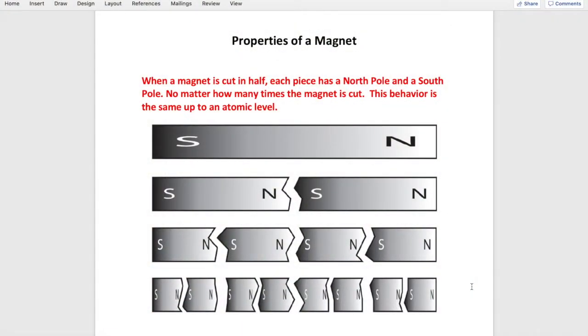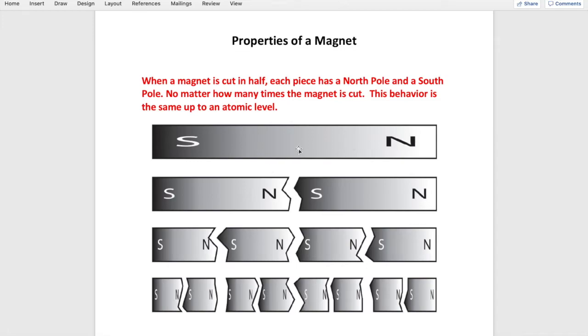And I can go as small as the atom, and the atom also is going to have a north and a south. Let's continue with the properties of a magnet. Now, again, you saw it in the video, but let's go here. When a magnet is cut in half, each piece has a north pole and a south pole. And as I said and as you saw, no matter how many times the magnet is cut, it is always going to have a north and south. And this behavior is the same up to an atomic level. That means every single piece is always going to have a north and south.